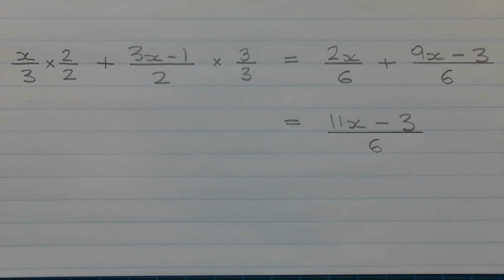We've now expressed both original fractions in their equivalent forms with a common denominator. So 2x over 6 plus (9x minus 3) over 6, those 2 fractions can now be combined by combining the numerators. So combining the numerators, we have 2x plus 9x minus 3. So 2x plus 9x is 11x. Then we have the minus 3. There's no like term there, so we leave that alone. So the numerator is 11x minus 3 and the denominator is 6.